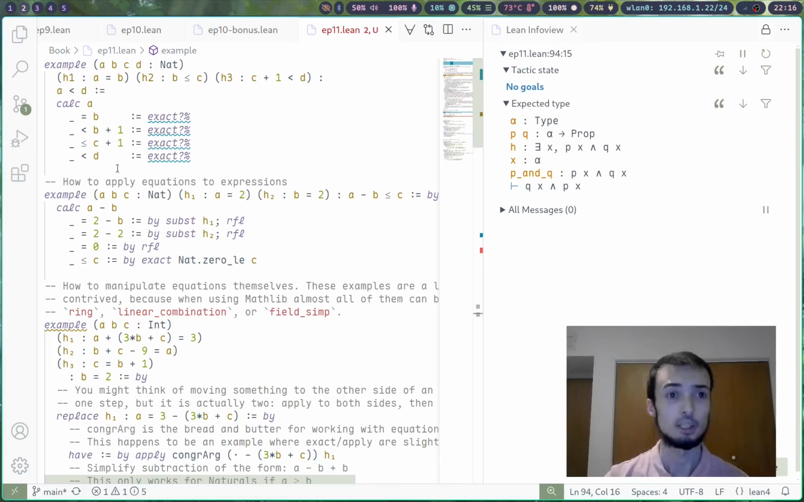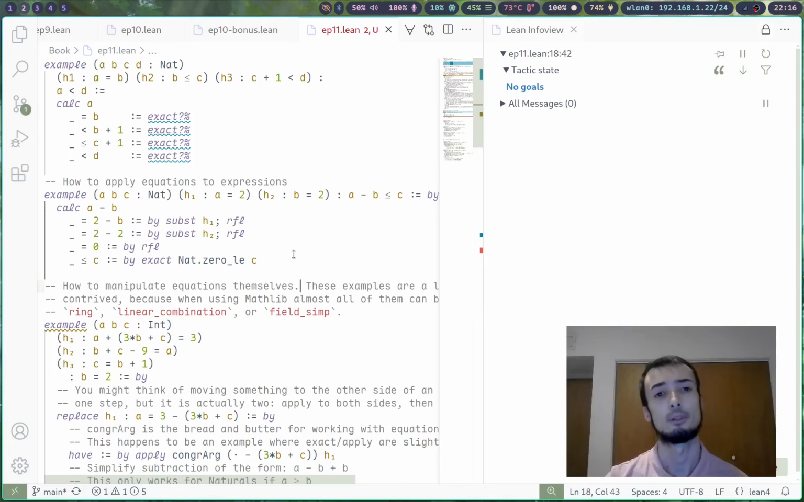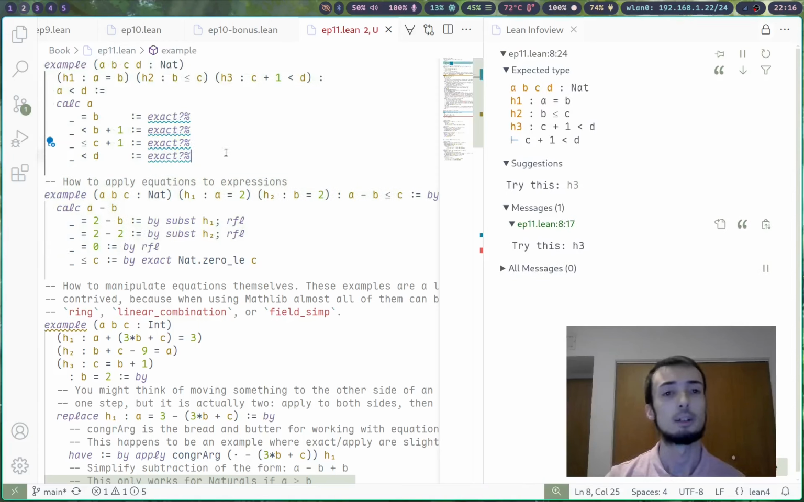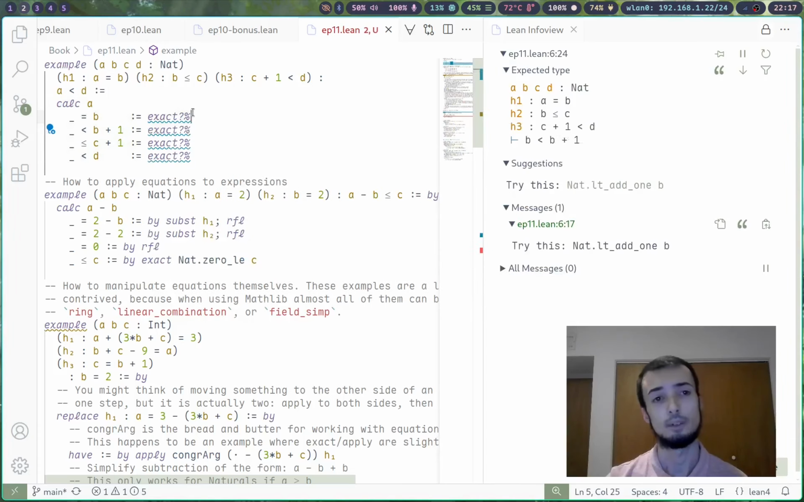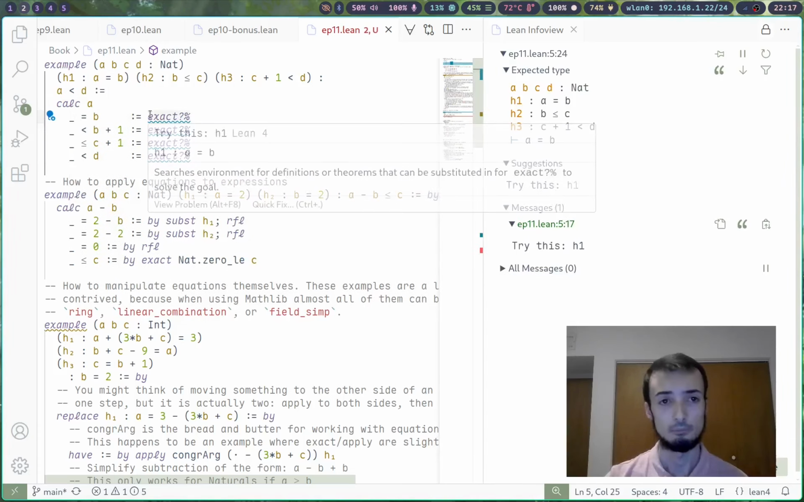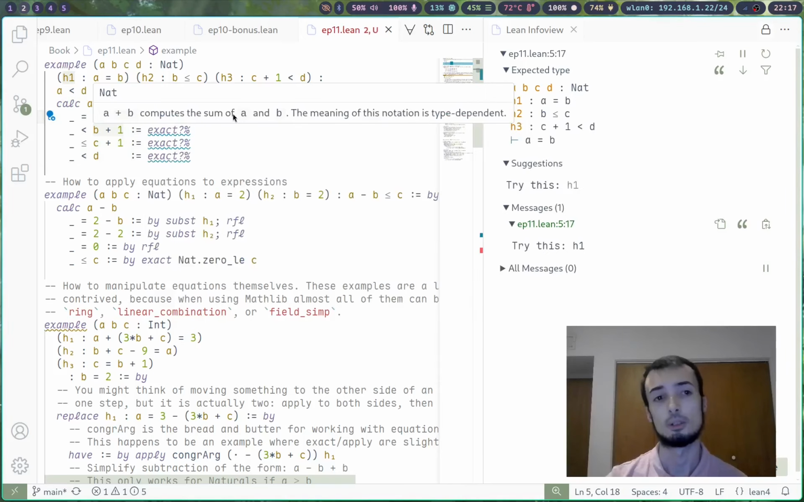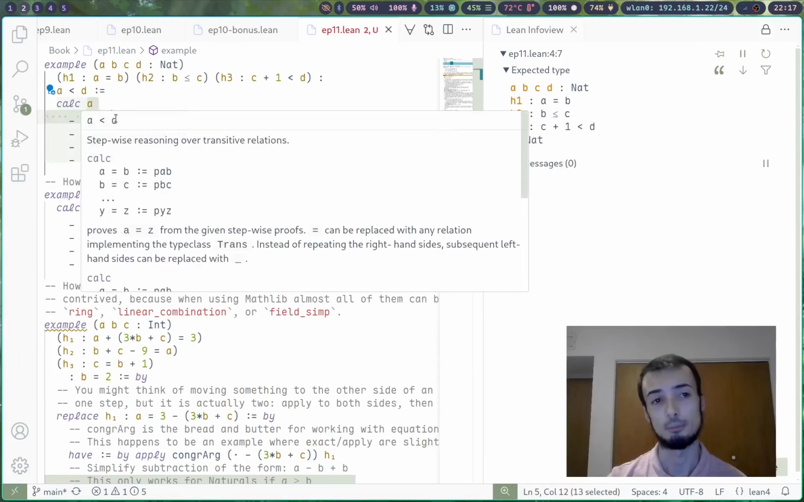So in the first two examples here for episode 11, you can check out the file. Link is in the description. I used calc with an example of how you would, in real world code, probably be doing some kind of library search or something to show a step-by-step proof, right?